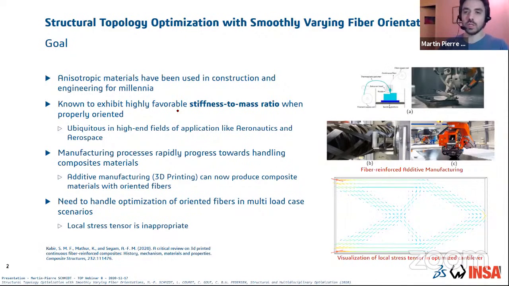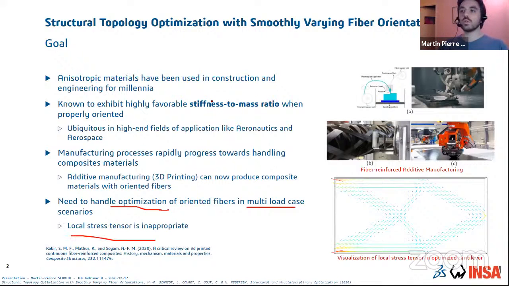I don't think we need to go over the reasons why this is a useful capability, but more specifically, we'll be setting this up as an optimization problem because we will be looking at multi-load case scenarios, meaning that we can't use the local stress tensor in those types of conditions.